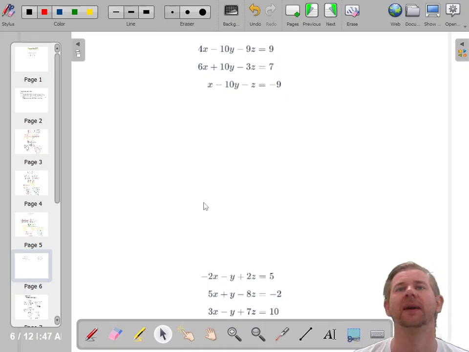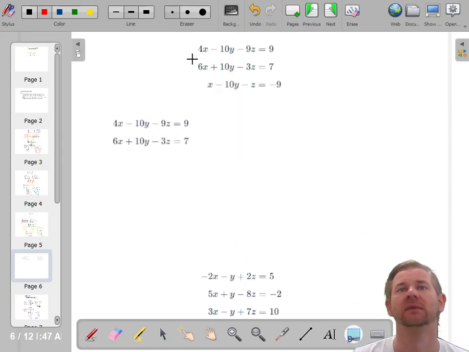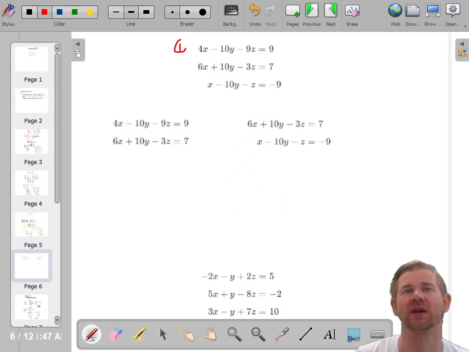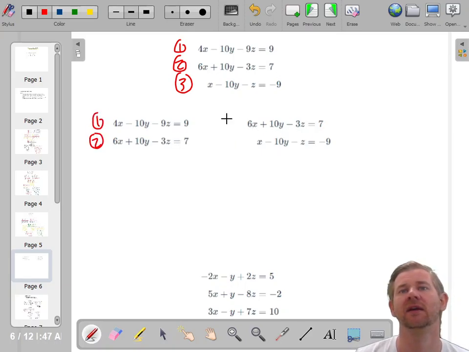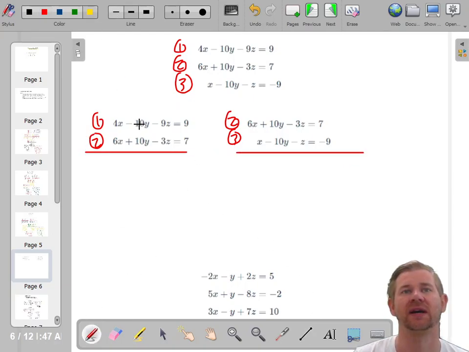First, what do I want to get rid of? Tens. Looks good. I will take the top two and the bottom two. Okay. So again, it's important you're keeping track of what you're working with. These are lines 1, 2, and 3. I did lines 1 and 2. And then here, I'm doing lines 2 and 3. And the reason I chose those is because they have opposites for their y's. Those cancel in both of these equations. 6 plus 4 is 10x. Negative 9 and negative 3 make negative 12. And 9 plus 7 is 16. That's my A equation.